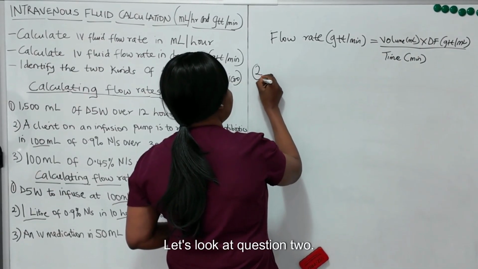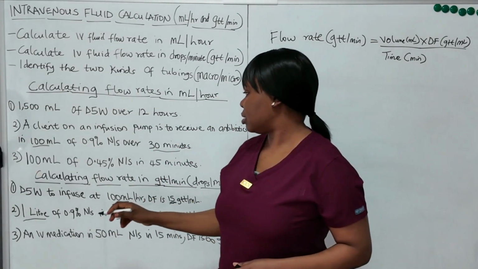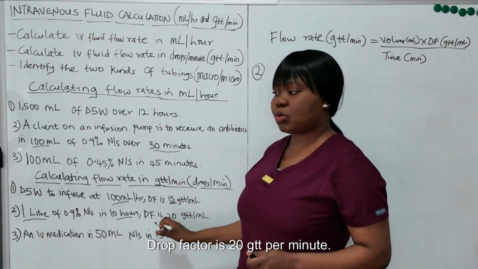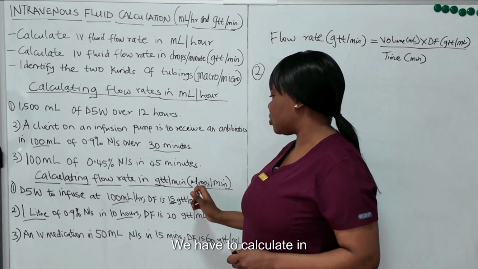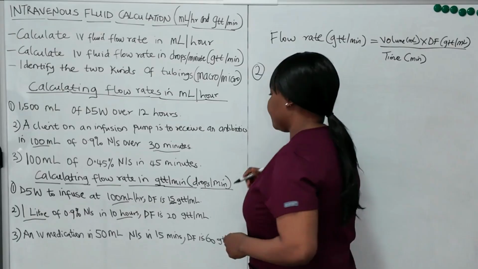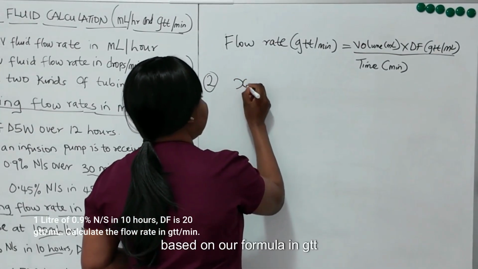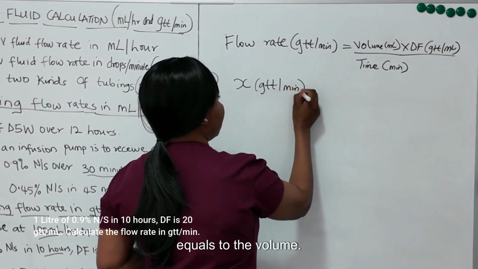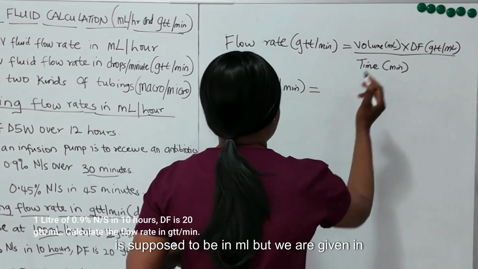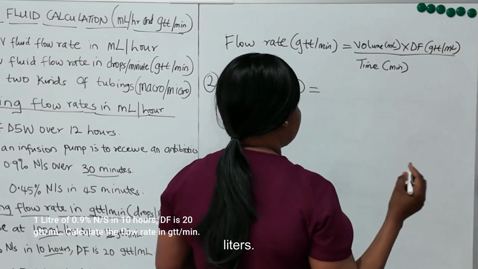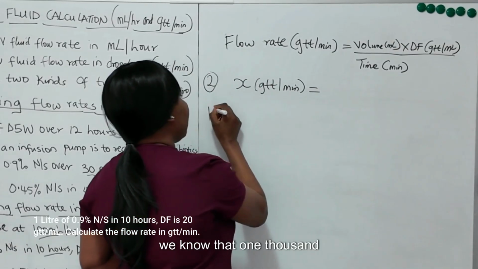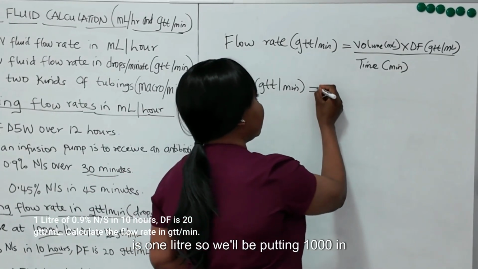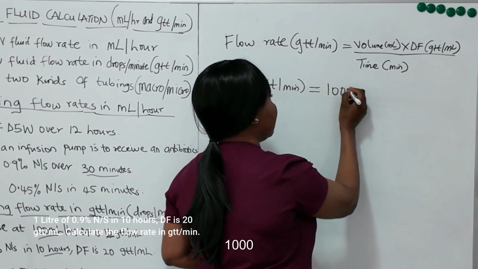Let's look at question 2. So question 2 says 1 liter of 0.9% normal saline in 10 hours. Drop factor is 20 GTT per ml. We have to calculate in GTT per minute. So our X, based on our formula in GTT per minute, equals the volume. The volume is supposed to be in ml, but we're given in liters. So we know that 1,000 ml is 1 liter. So we'll be putting 1,000 in place of 1 liter.